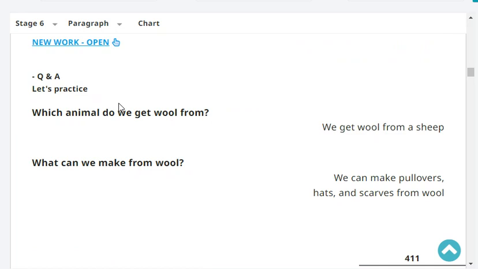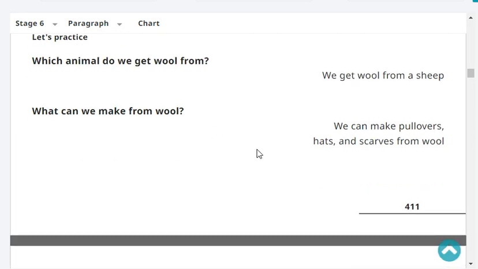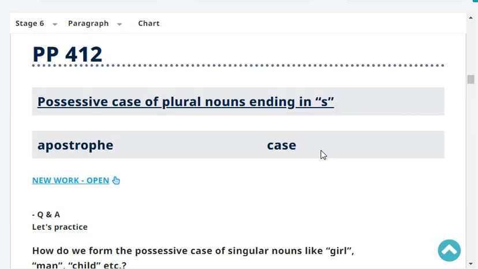Which animal do we get wool from? We get wool from a sheep. What can we make from wool? We can make pullovers, hats, and scarves from wool. Very good. Okay.